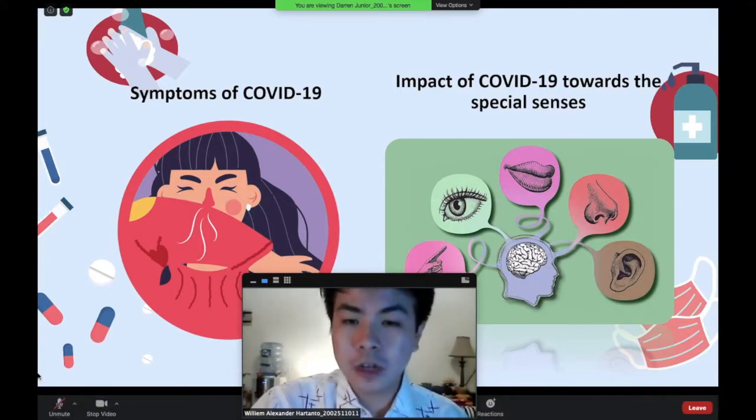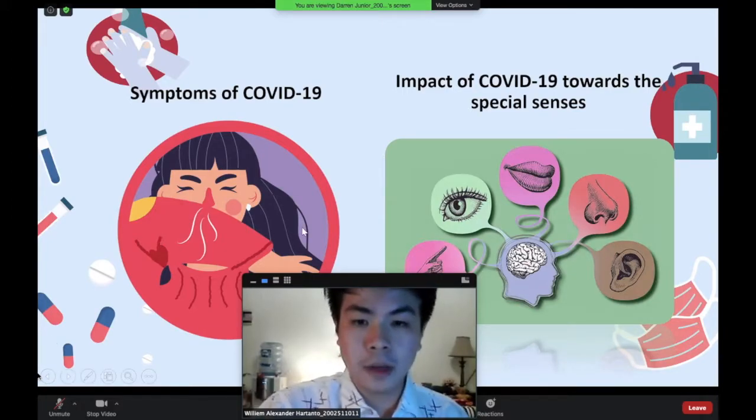Symptoms of COVID-19. Fever, dry cough, tiredness, and difficulties of breathing are among the most common symptoms of COVID-19. Some studies of COVID-19 reveal that COVID-19 has impacts on special senses, especially gustatory and olfactory dysfunction.